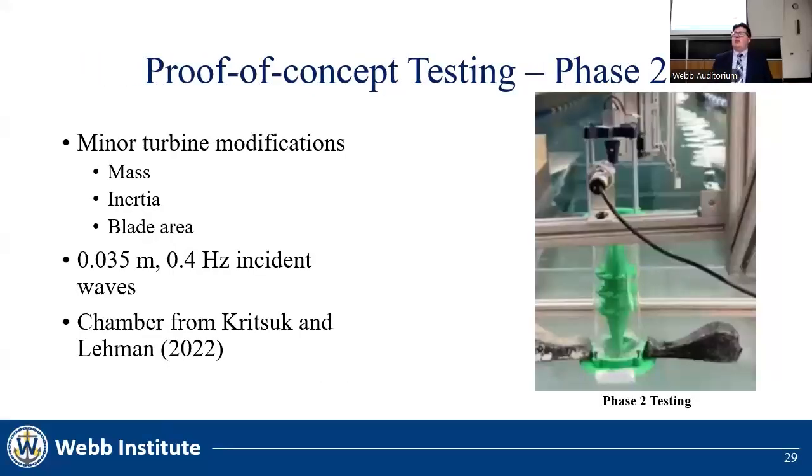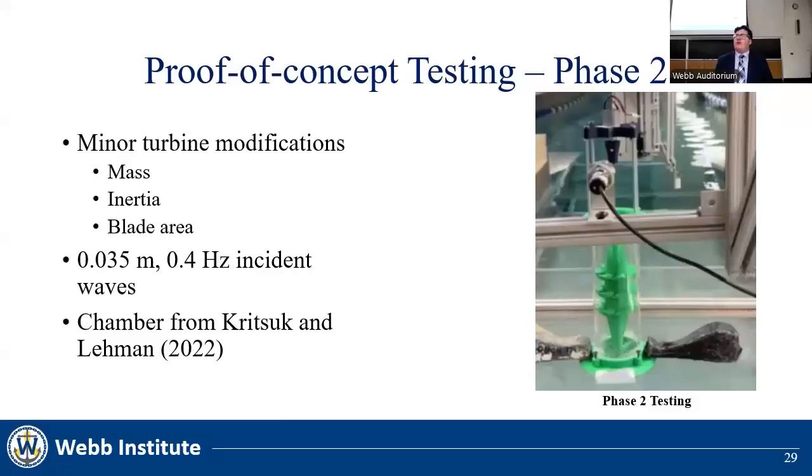The Phase 2 testing was conducted in the Robinson model basin. The selected turbines from Phase 1 were slightly modified with changes to their mass, inertia, and blade area. These turbines were tested in the condition expected to provide peak power output, which is a wave amplitude of 0.035 meters and a frequency of 0.4 hertz.